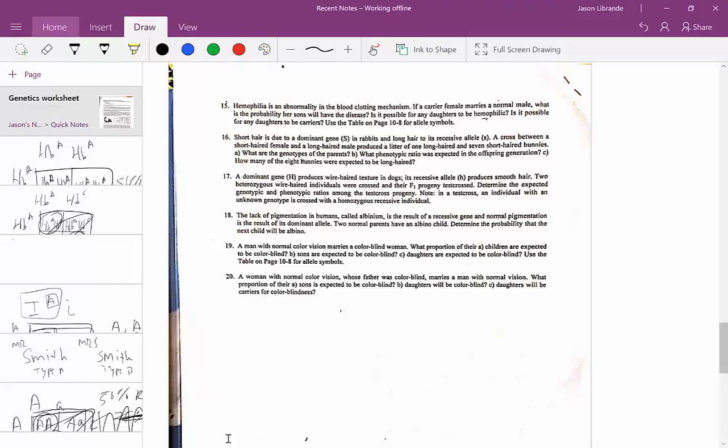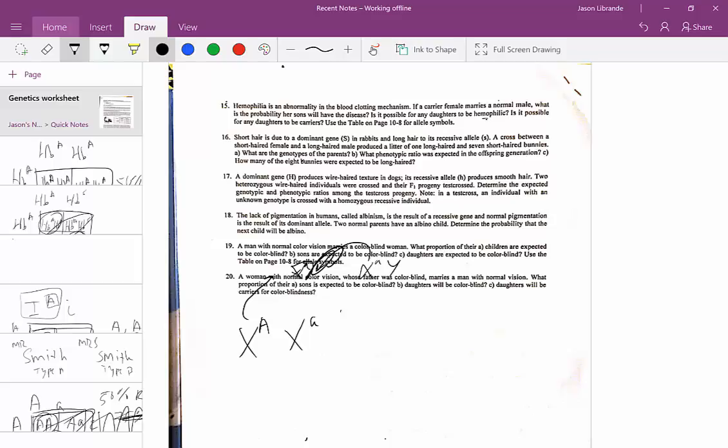Okay, so a woman with normal color vision whose father was colorblind marries a man with normal vision. Okay. So her father was colorblind. So that means X lowercase a, Y. So that means she at least got one recessive allele there. So X lowercase a, whoops, it's getting messy. So the female had at least one lowercase a allele. And because she's normal, she must have a dominant allele as well. So that is the genotype of this woman right here.